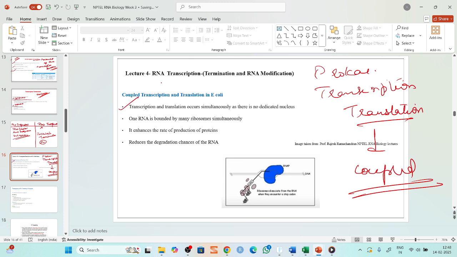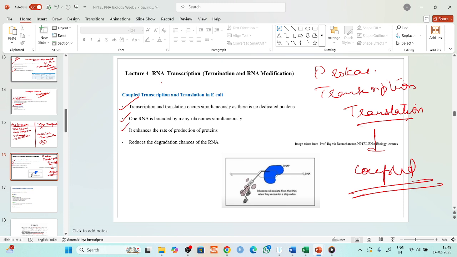One RNA is bound by many ribosomes simultaneously. You can see here, this is one RNA, and one RNA is attached to so many ribosomes. Then it enhances the rate of production of proteins, because this is bound to RNA which is still getting transcribed. Then it reduces the degradation chances of the RNA. This is very important.